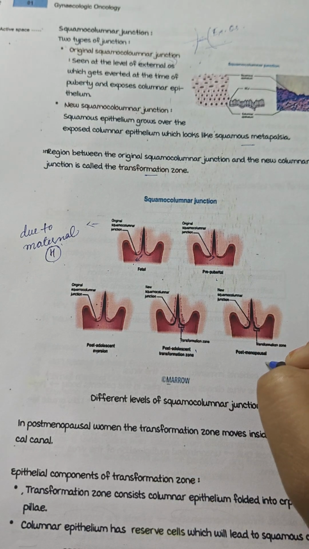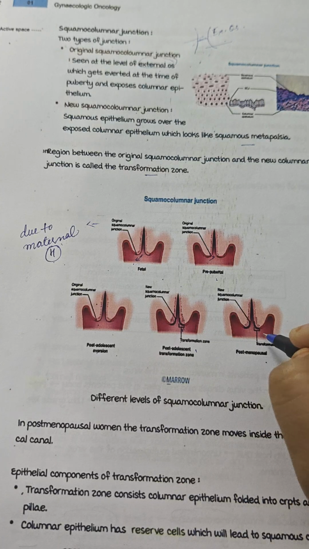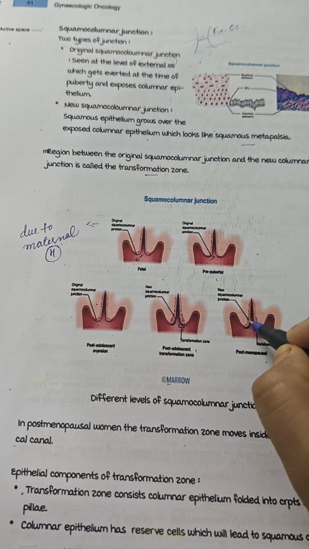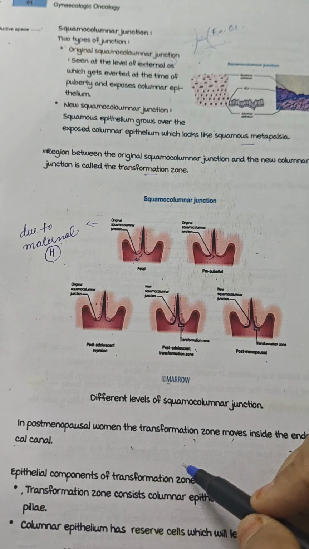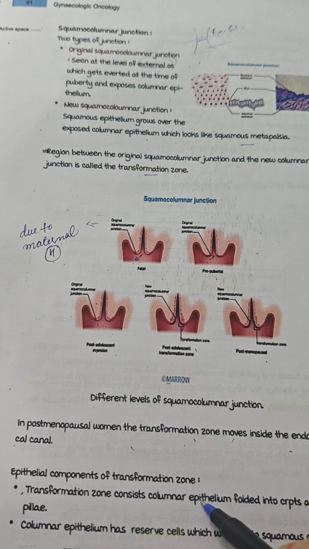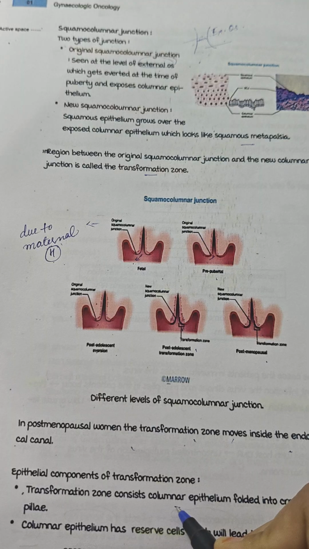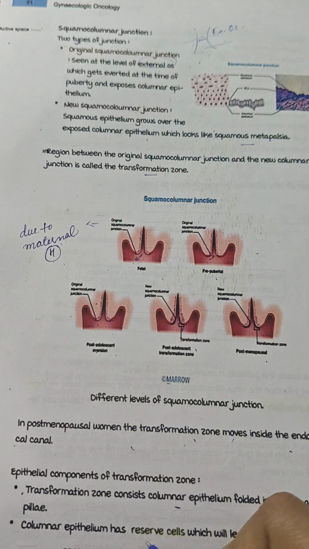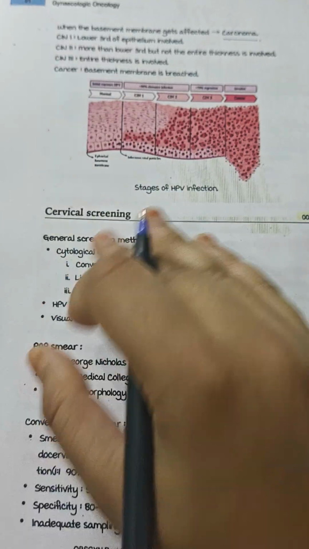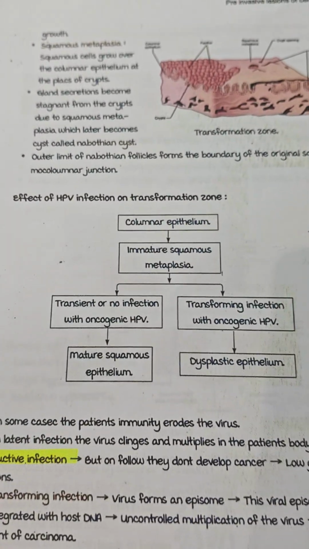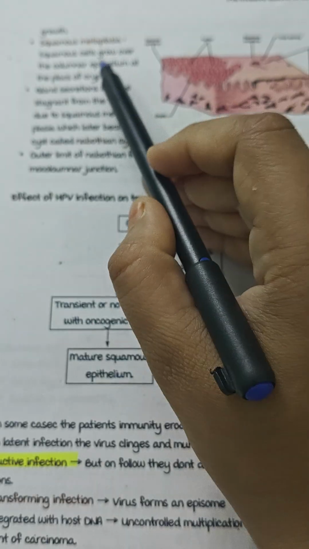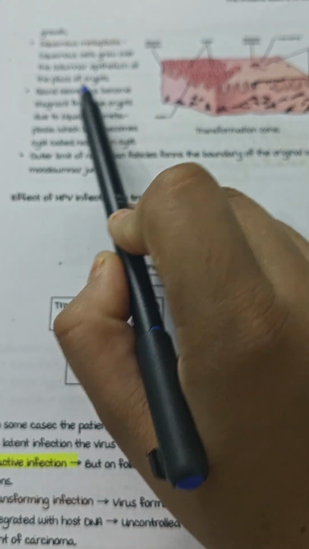While in the postmenopausal female, where there are no hormones, the transformation zone shrinks, or the new squamocolumnar junction goes inside. In the postmenopausal female, the transformation zone moves inside the endocervical canal. Epithelial components of the transformation zone: the transformation zone consists of columnar epithelium folded into crypts and the papillae. This columnar epithelium has reserve cells which can lead to squamous cell metaplasia. So what is squamous metaplasia? Squamous metaplasia is when the squamous cells grow over the columnar epithelium at the place of the crypts and gland secretion.